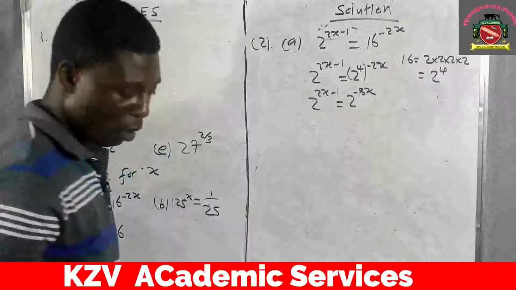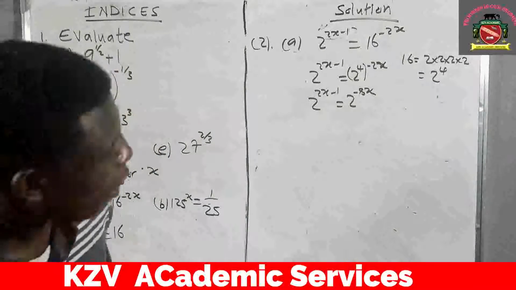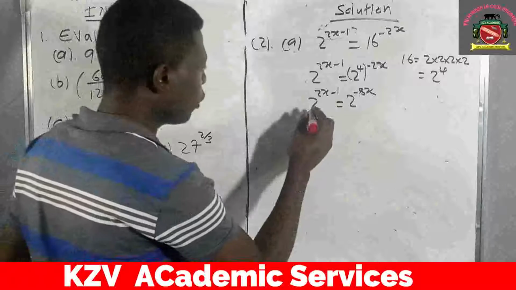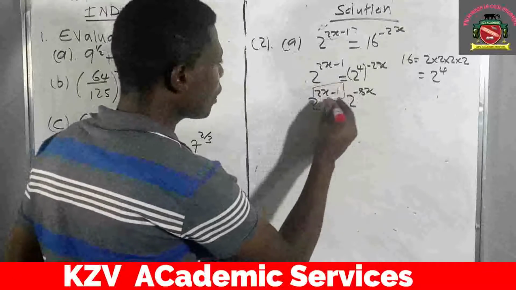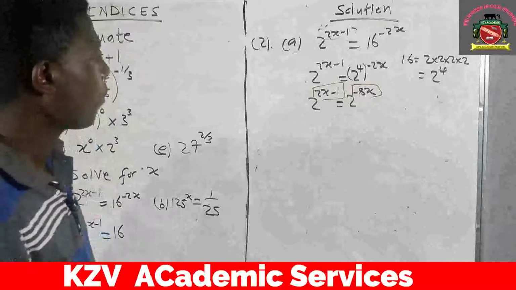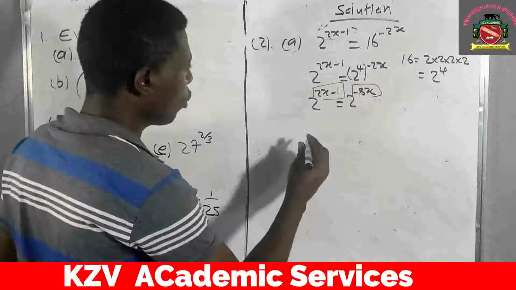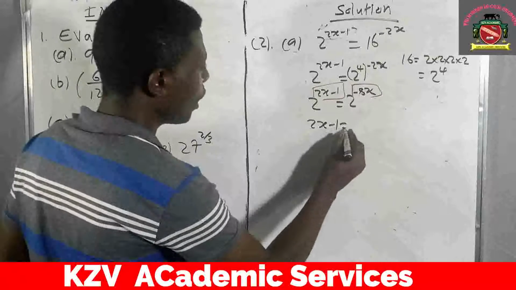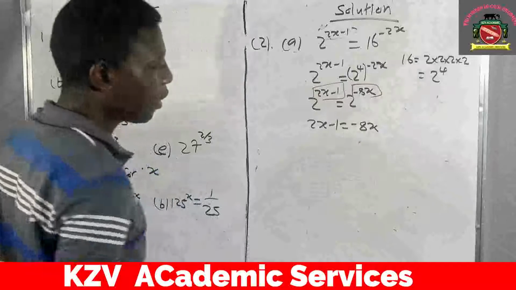When the bases are the same, you just equate the powers. We are saying that 2 is equal to 2, and then 2x minus 1 is equal to negative 8x. That's what it is. So here we will say 2x minus 1 is equal to negative x.